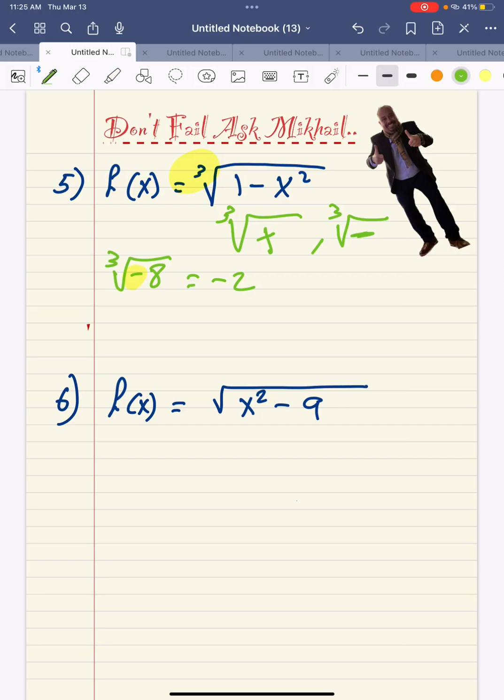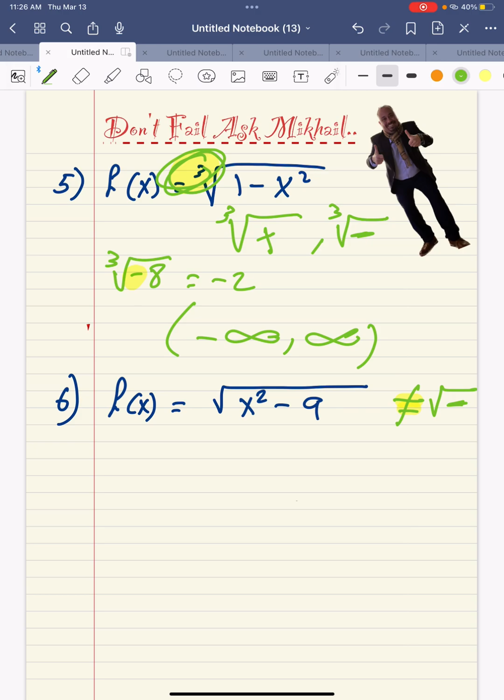So the domain here is from negative infinity to infinity because I'm not excluding any number. I have no restrictions here. The restriction for a radical, like this one here, is I'm not allowed to have a negative. But here I can have a negative because it's a cube, but this is a square. Let's look at the next one.